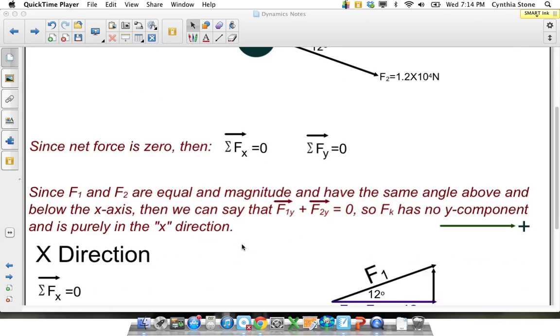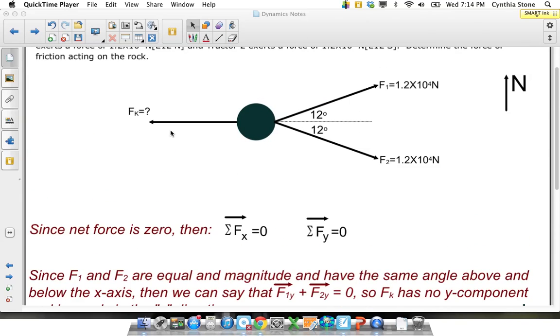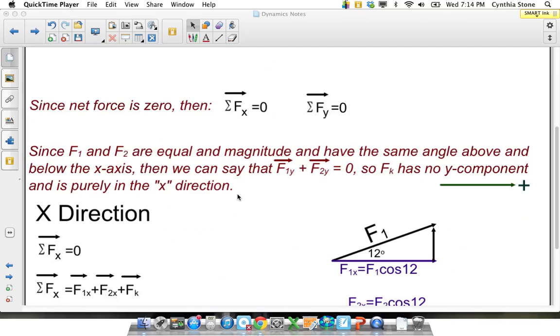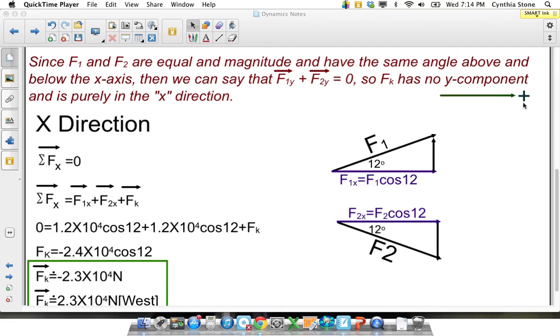Anyway, we do need to look at the x direction though to find FK. So you can see I called that the positive direction. We know net force is 0, so we're going to add the first, the second, and the friction force, right? And so 0 equals the horizontal component of the first, the horizontal component of the second, and FK, and here's just sort of how I found them, okay?